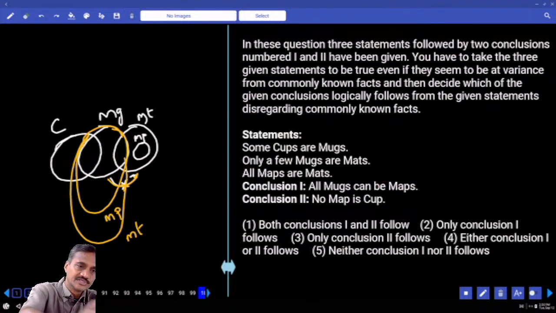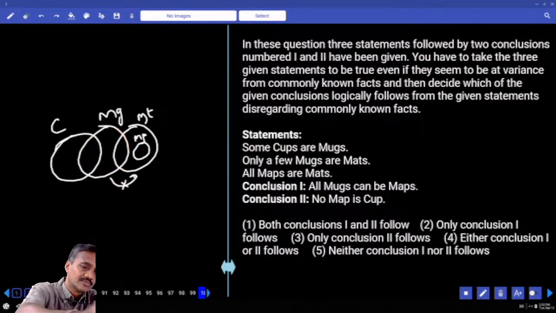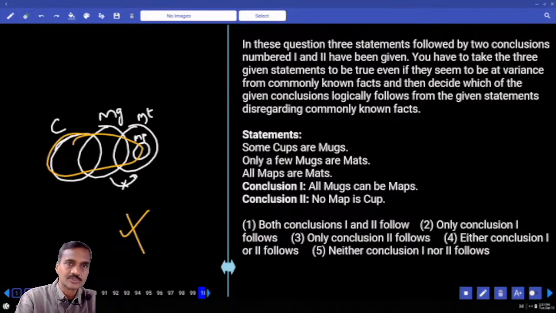Then what is the next one? We have 100, conclusion 2. Now in the second conclusion, no map is cup. No map is cup, true or false? False. False means some maps are cups, we can write like this, right? Alternate diagram to the previous conclusion, false. And so what is your answer? Neither one nor two, choice for question number 100.